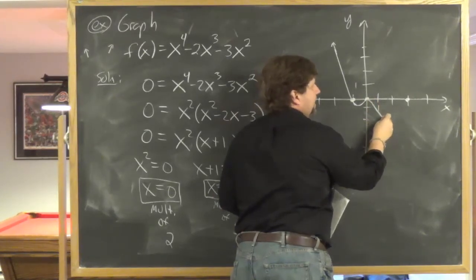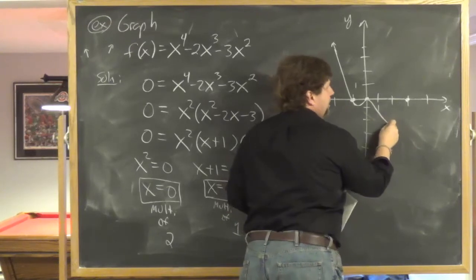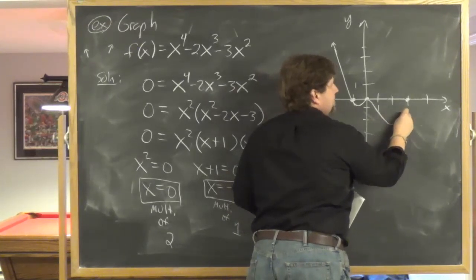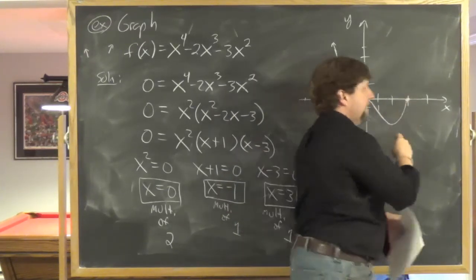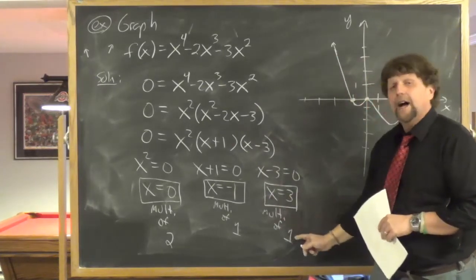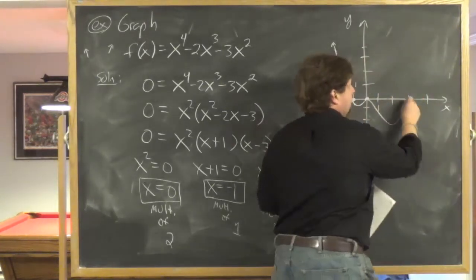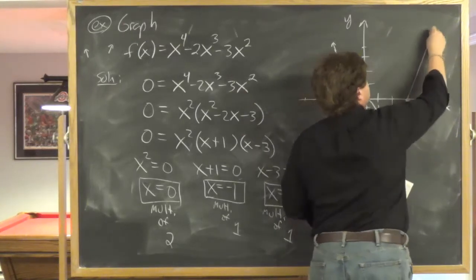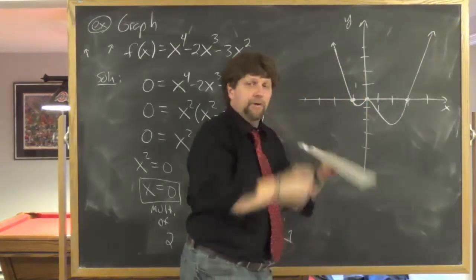I'm going to come down here. I don't know how far, but eventually I have to turn around to get to this x-intercept. And since 3 had an odd multiplicity, my graph will cross the x-axis, and then that end is shooting up. Both ends are shooting up.